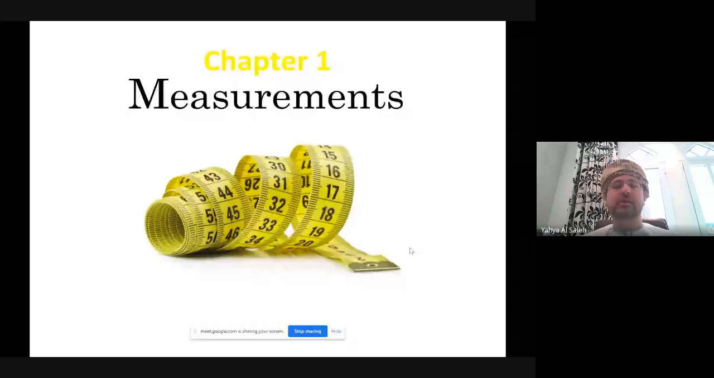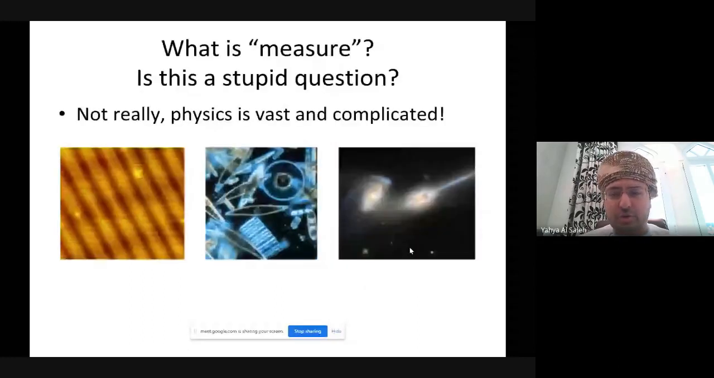Okay, so I'll start this lecture by asking two questions. First, when we say we measure something, what do we mean by a measurement? What is measure?